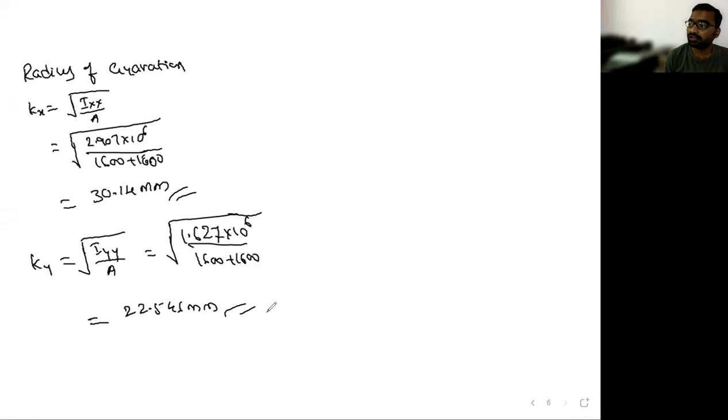Sometimes he will ask for the polar moment of inertia. In your exam, he will give a simple figure, a rectangle, and ask you to find its polar moment of inertia. How do you find it? Polar moment of inertia Izz is equal to Ixx plus Iyy.